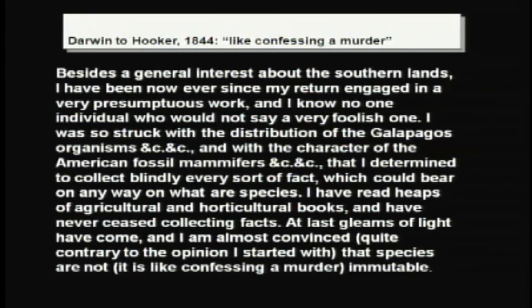I was so struck with the distribution of the Galapagos organisms, et cetera, and with the character of the American fossil mammifers, et cetera, that I determined to collect blindly every sort of fact which could bear in any way on what are species. I have read heaps of agricultural and horticultural books and have never ceased collecting facts. At last, gleams of light have come, and I am almost convinced, quite contrary to the opinion I started with, that species are not, it is like confessing a murder, immutable." Of course, he was thinking about this stuff all the way back in 1832.